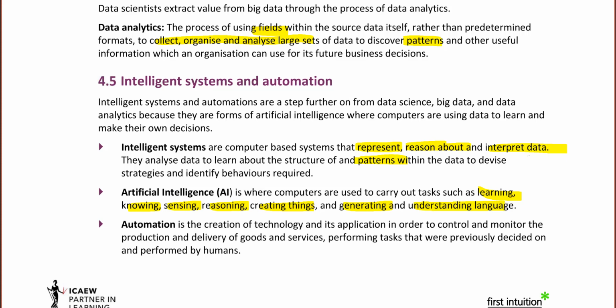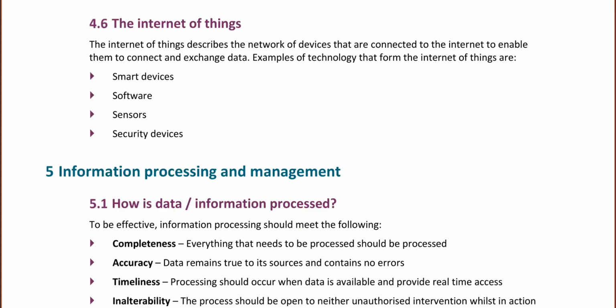And then finally here we've got automation. Now this is where we can use technology to control and monitor the production and delivery of goods and services. So this is where tasks that were previously completed by humans are now being completed by computers. So for example, some warehouses have got self-driving vehicles that drive around the warehouse, picking up stock off the shelves and bringing it back to the operators.